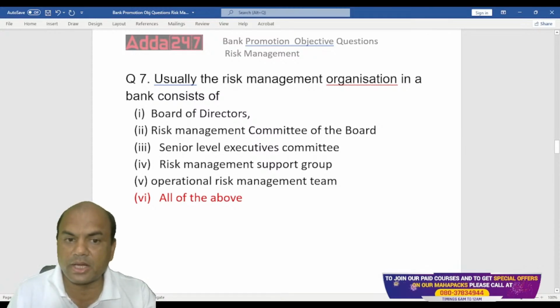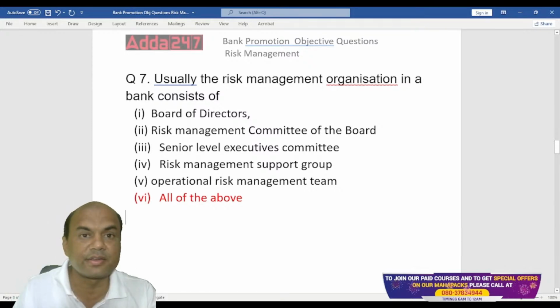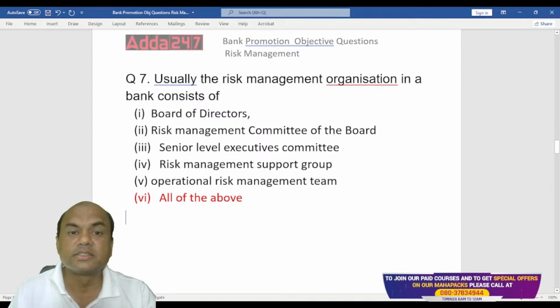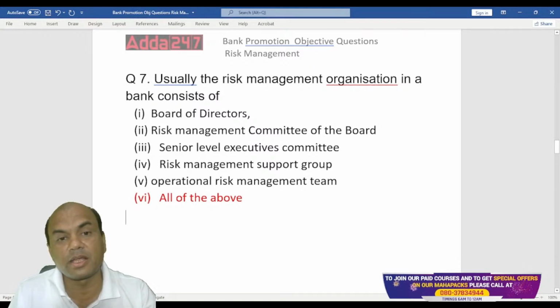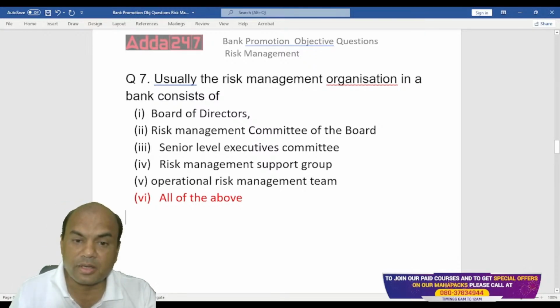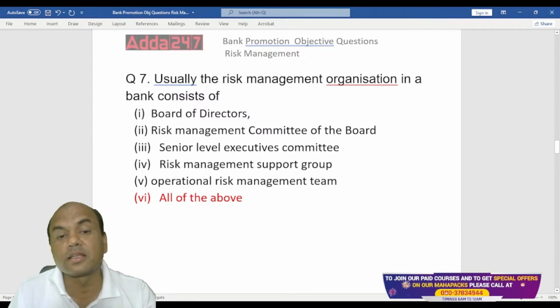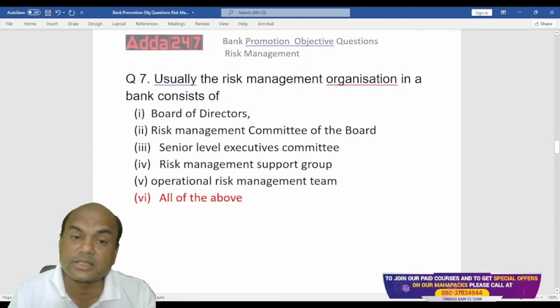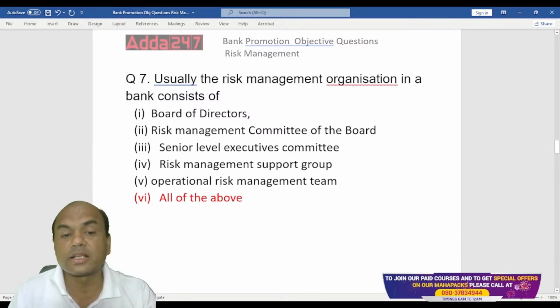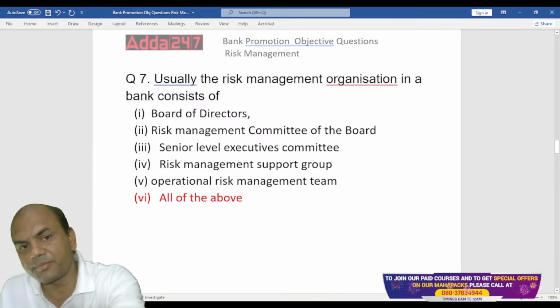First it is board of directors, below it there is RMCB, below the RMCB there is a senior executive level committee, and then below that we have 3 other committees: CRMC, ORMC and this ALCO, right? CRMC means Credit Risk Management Committee, ORMC means Operations Risk Management Committee, and then we have ALCO, right? And below that ALCO there is another group, okay, that will support these committees. So the answer is all of the above. Got it? Simple. Next one.